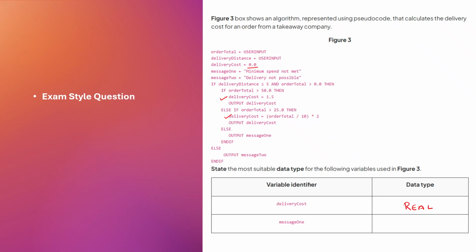The next one being message 1. Let's see where message 1 is used. Message 1 is used here in the fourth line, where it is assigned the value minimum speed not met. Then message 1 is output here. So since this holds a textual value, and textual value can be either char or string. Since this is not a single character, we cannot take it as char, but it is a series of characters, so we take it as a string.